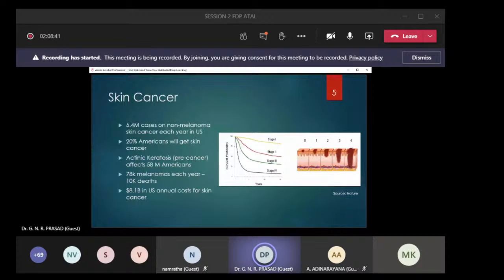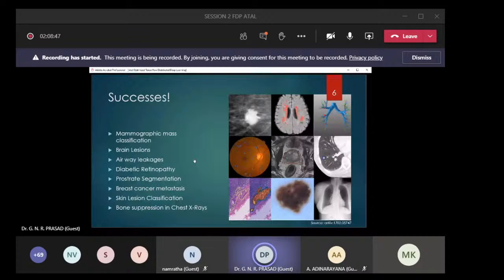Successes so far include mammographic mass classification, brain lesions, airway leakages, diabetic retinopathy, prostate segmentation, breast cancer metastasis, skin lesion classification, and bone suppression in chest X-rays. They have already succeeded. What is deep learning in this context?